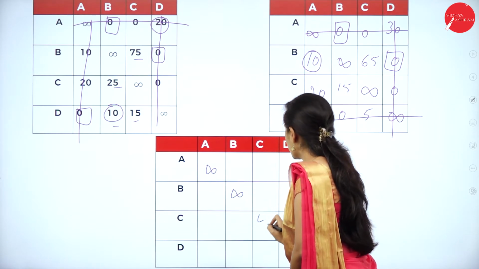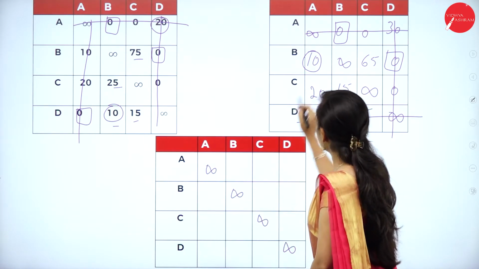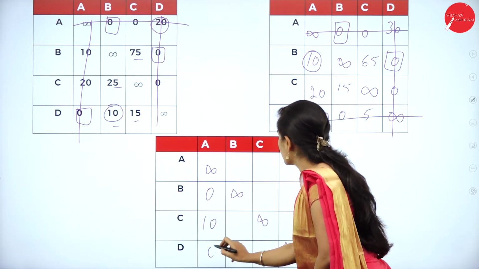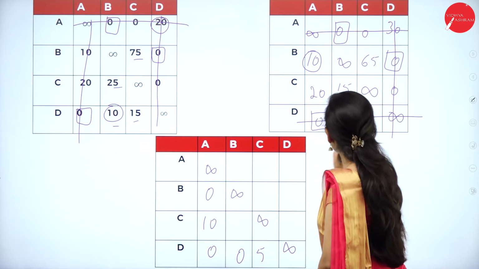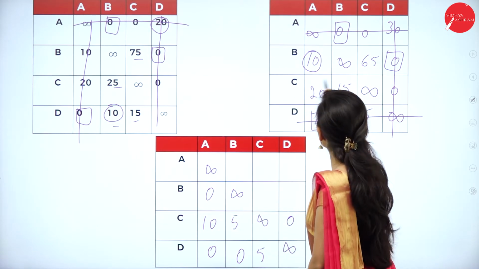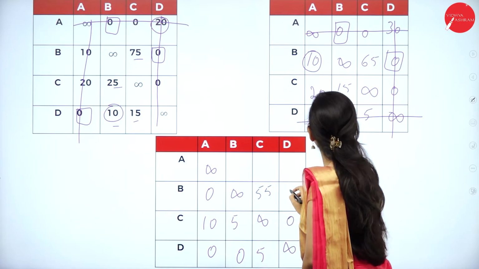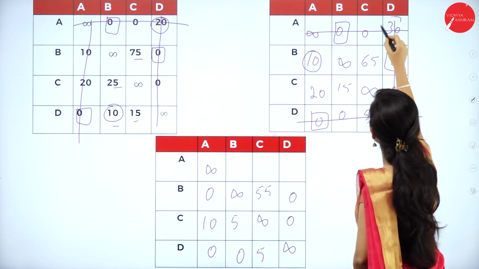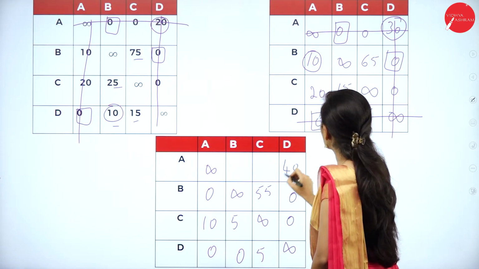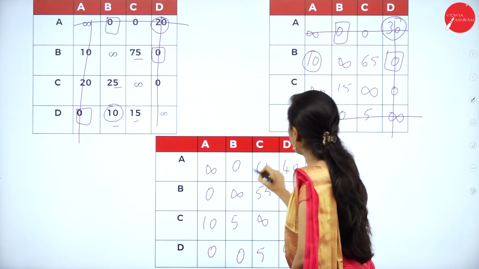Infinity values are the same. So 10 minus 10, 20 minus 10, 0, 0, 5. And 15 minus 10, 0. 65 minus 10, it is 55. And 0, except this common point for both the vertical and horizontal line. So 30 plus 10, it is 40, 0 and 0.